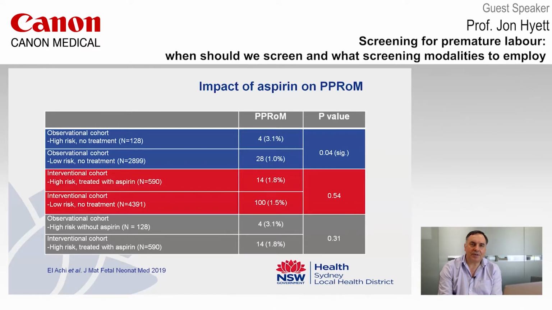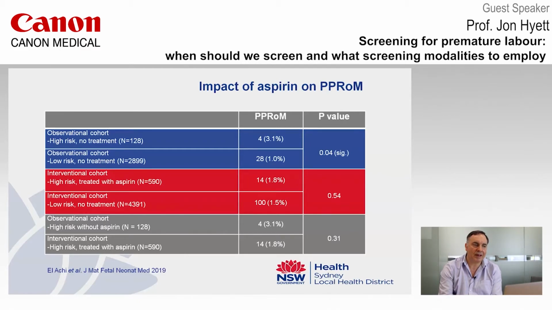This slide is a little bit difficult to navigate, so I've color-coded it. If we start with the blue bars, just the process of screening women for preeclampsia actually identifies women who are more likely to get PROM. So you have a 3% prevalence if you're in the high-risk group, and only a 1% prevalence if you're in the low-risk group.